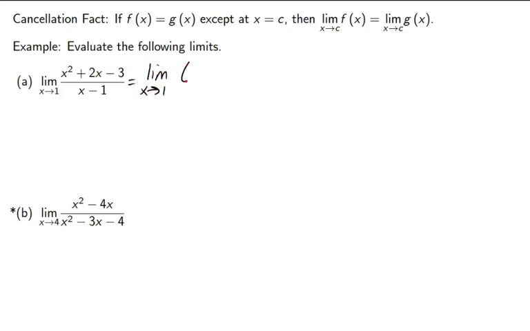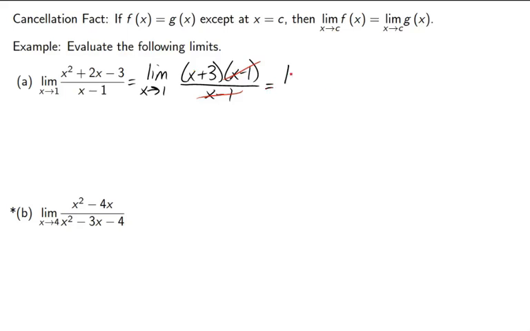I'm going to factor the top to be x plus 3 times x minus 1 divided by x minus 1. Now you see what happens. We get some cancellation here, which is why this is called the cancellation fact. When we cancel this out, we get a new expression, just x plus 3. Now this was not defined when x was 1 previously, but even though it's a different function, it only differs at a single point, namely 1. Therefore, the limit is the same.